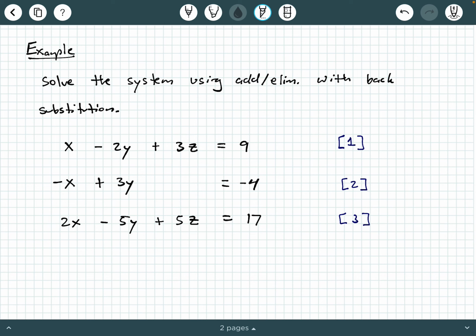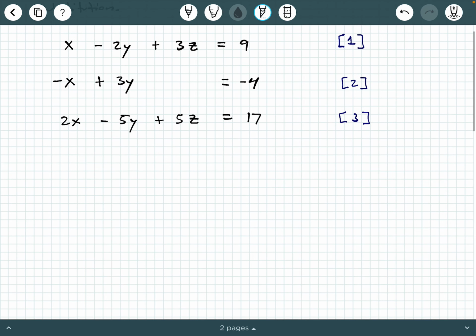Now, one thing I want to point out, notice how I'm trying to write this organized. I have stacked my x variable column together, my y variable column together, z together, and so on. So when you have more complicated systems, the best course of action is to express these systems in an organized fashion, as organized as possible. Okay, so let's go ahead and get started with the solution.